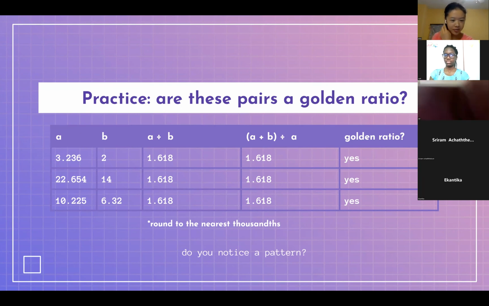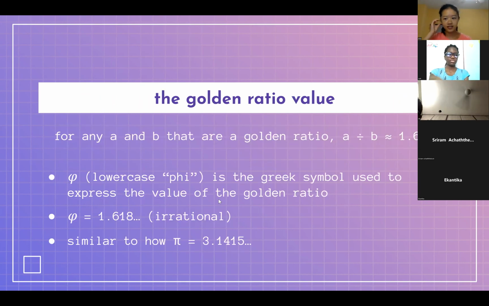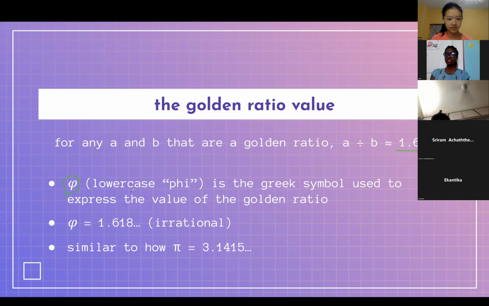Okay, so you guys probably noticed that for all the ones that have a golden ratio, it's this number, right? 1.618. So that introduces the golden ratio value. Every number that has a golden ratio will equal approximately 1.618. And there's a Greek letter that's assigned to this number called phi, which is used to express this value, and it's irrational. So there's a way to say it in exact terms, which is 1 plus the square root of 5 over 2, which will equal 1.61803, and it just goes on forever. And it's similar to how pi equals 3.14.